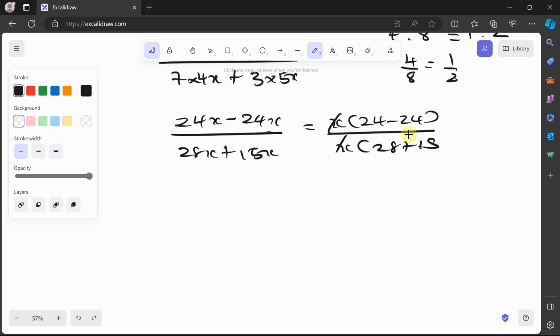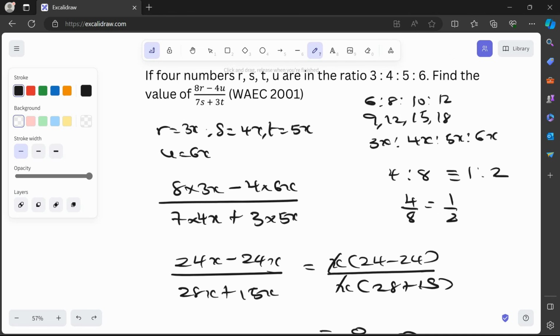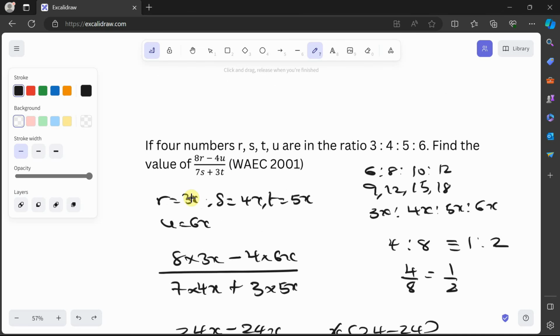So we know that 24 minus 24 is 0. So this will be 0 all over what? 28 plus 15, that will give you 43. And this will give you what? 0. So at the end of the day, this particular expression resolves to 0. Let's see if it's actually correct.